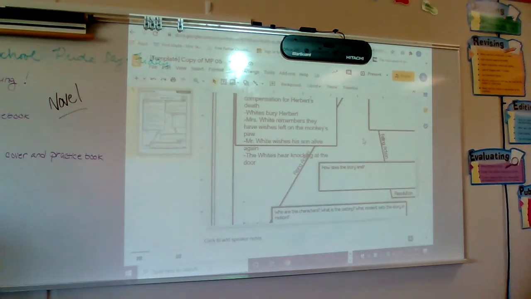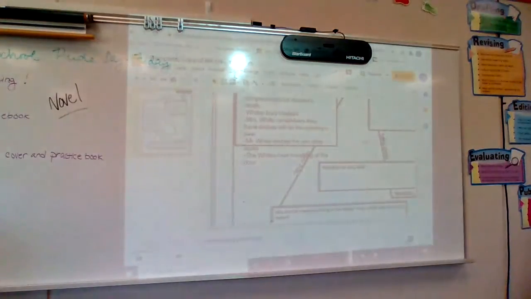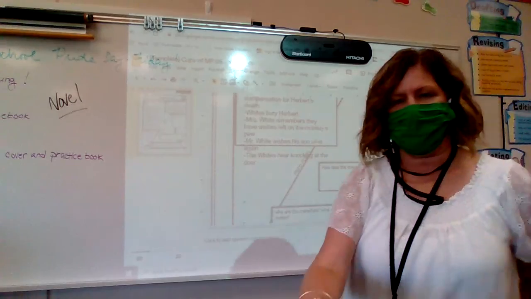Okay, put that away. Homework is to complete the plot diagram. Okay, I'm going to stop this.